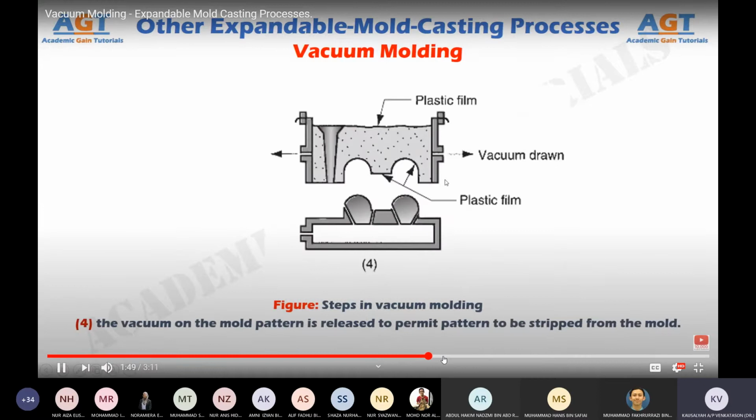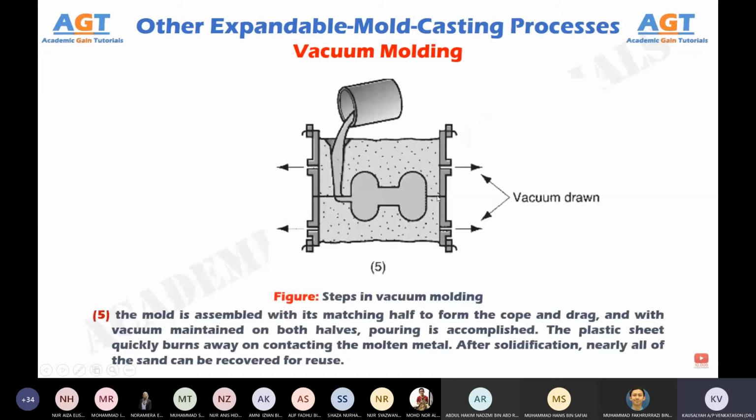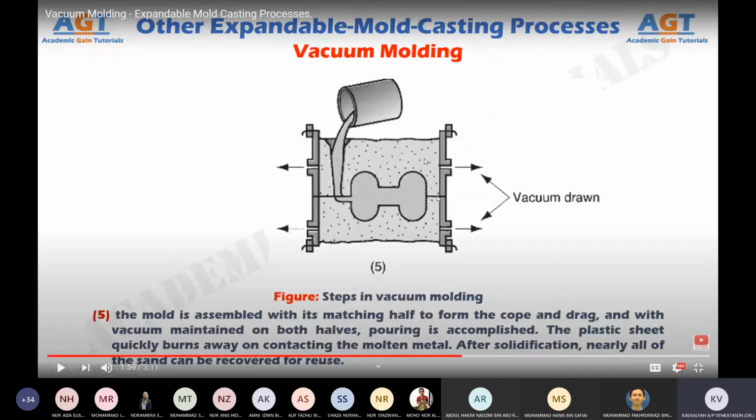The fourth step in vacuum molding is where the vacuum on the mold pattern is released to permit the pattern to be stripped from the mold. So how do you exactly release this? You release the vacuum pressure, and therefore it will release from the mold. The fifth and final step: you can remove your pattern and then compact it back again. The vacuum is maintained so that you get your final full compaction, and then you pour your metal in.